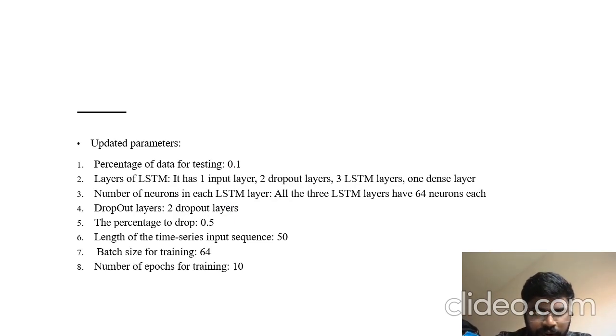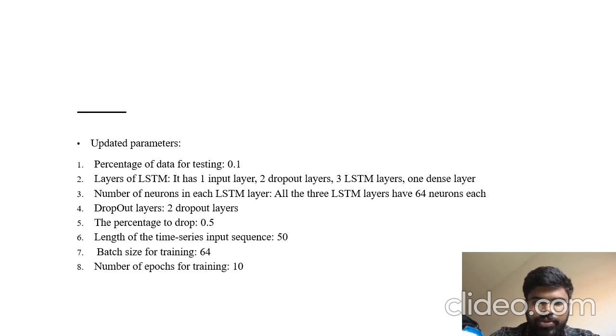Updated parameters. Percentage of data for testing is 0.1. Layers of LSTM: it has one input layer, two dropout layers, three LSTM layers, one dense layer. Number of neurons in each LSTM layer: all the three LSTM layers have 64 neurons each. Dropout layers: two dropout layers, and the percentage to drop is 0.5.